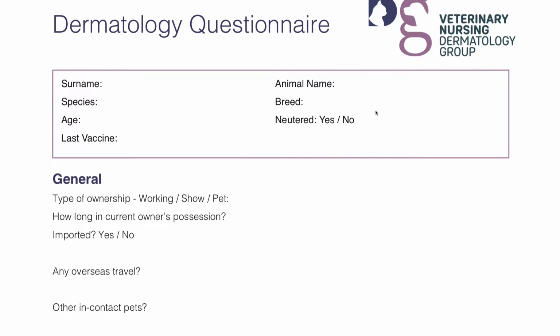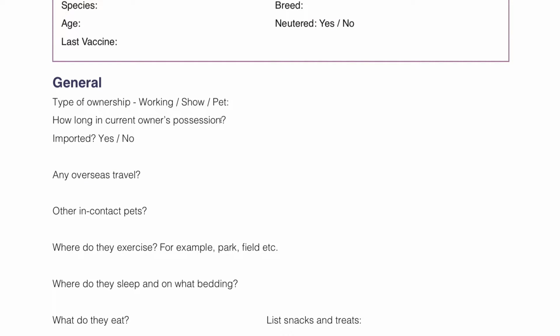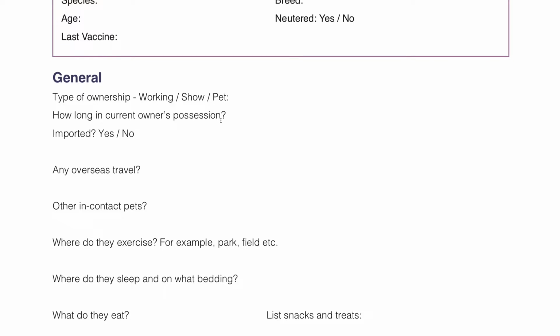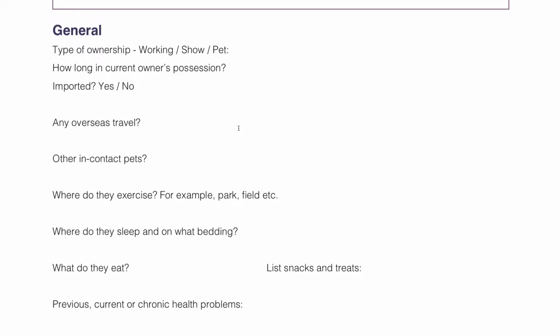So first of all, obviously, just the main details of the pet to fill in there, and then the first page is a general history of the animal. So it just gives a little bit of background. It has a derm focus in mind, so whether it's a working, show or pet animal, because that can have an effect on some of the things related to skin.